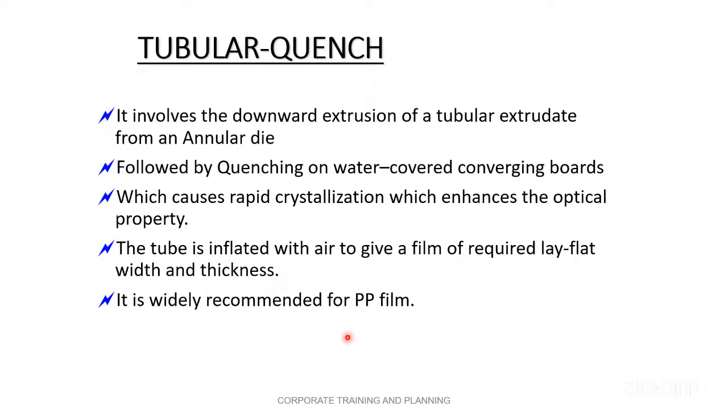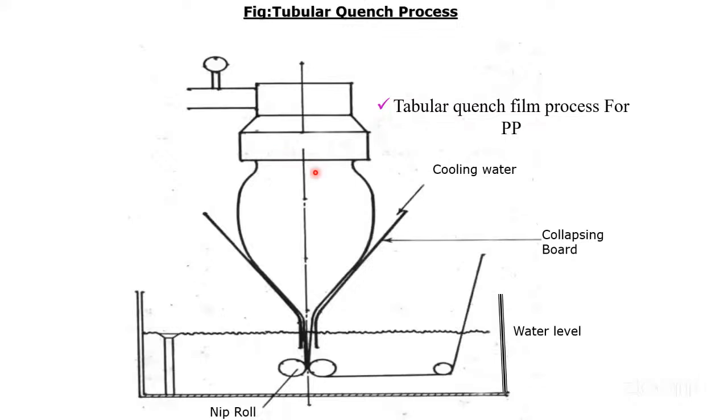It is widely recommended for PP film. So, friend, polypropylene film has a lot of applications. It is a tubular film, friend. Now see how the PP film is manufactured. It is called a tubular quenching film, right?